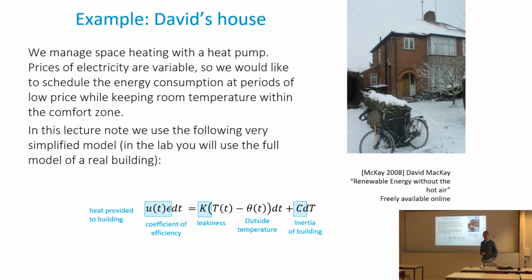Let's dive into an example that we will use recurrently in this module. Now we leave a bit the grid and we talk only about controlling a load, which is a heating system for a house. Exactly this house. This house is David McKay's house. David was a university professor in Oxford, and he's very famous for a number of things. In particular, this one, a book, Renewable Energy Without the Hot Air, which is a book that he wrote and is freely available online. If you're interested in renewable energy and you don't know of this book, then it's time to repair this omission and get it.